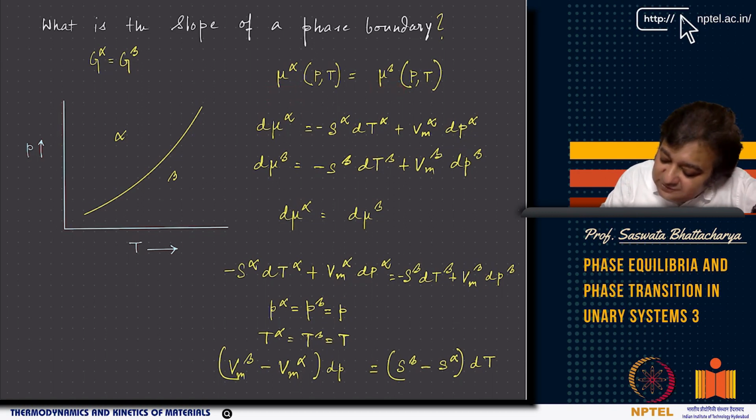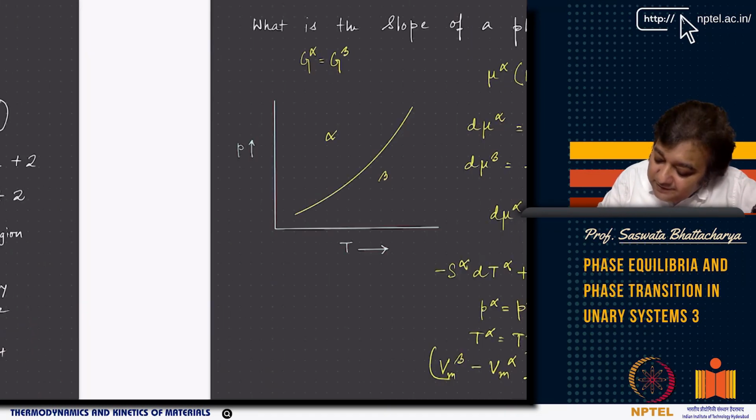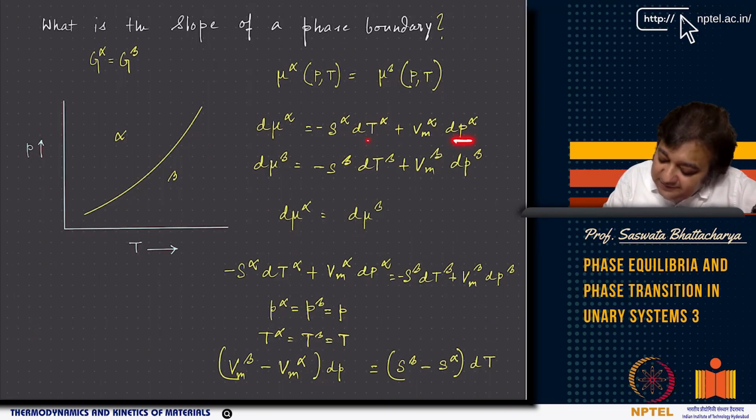So d mu alpha equals minus S alpha dT plus Vm alpha dP, right? dG equals minus S dT plus V dP, right? So this is molar volume, this is molar entropy, right? This is also molar entropy of beta phase, this is molar volume of beta phase, right? This is for alpha phase, and you have dT alpha and dP alpha. Similarly, for beta phase, you have dT beta and dP beta.